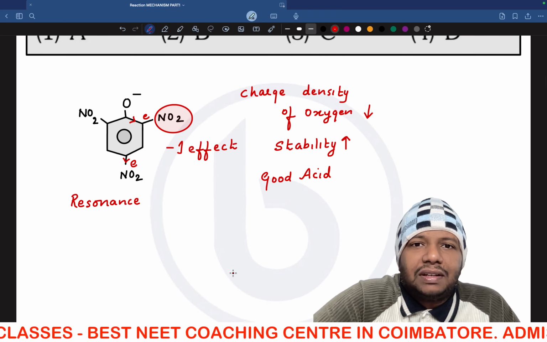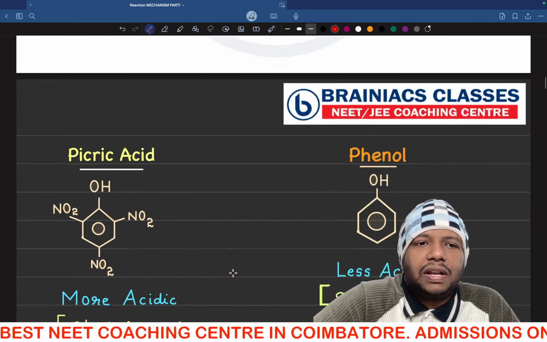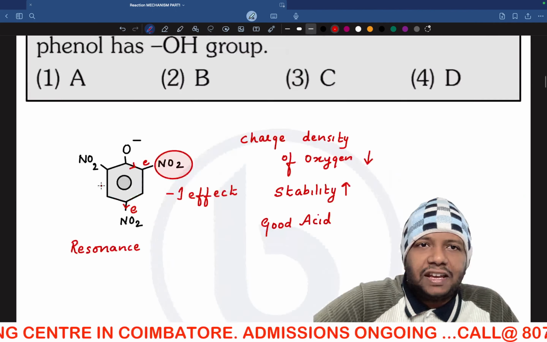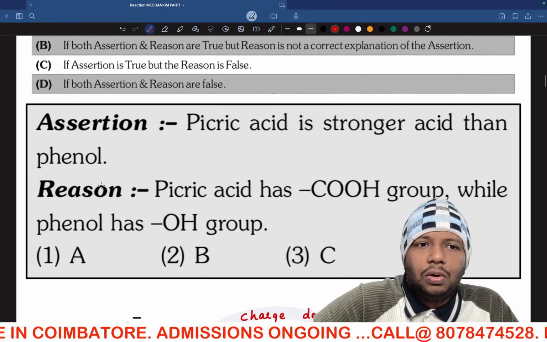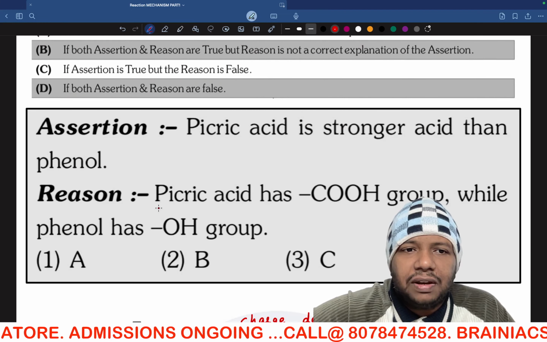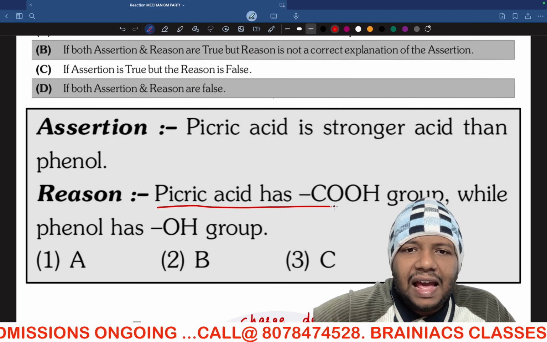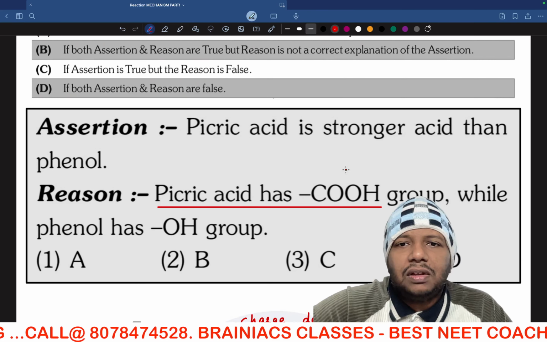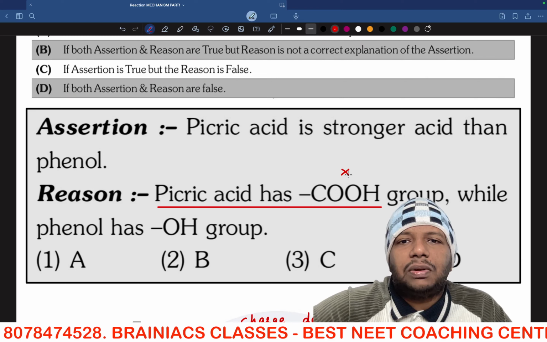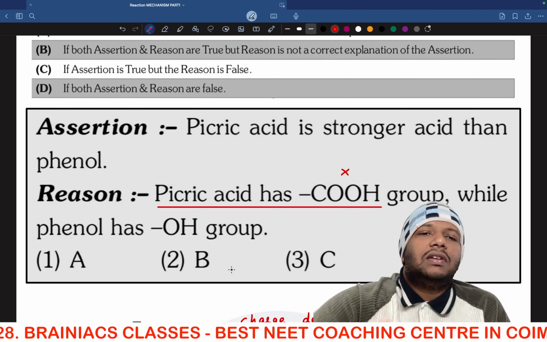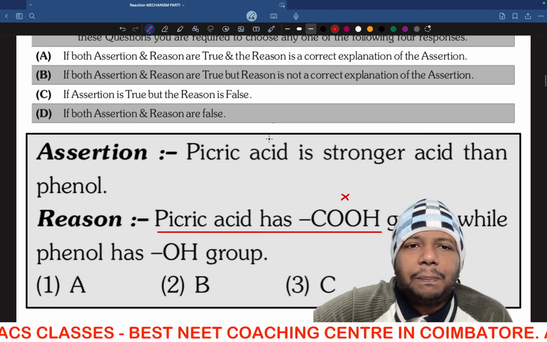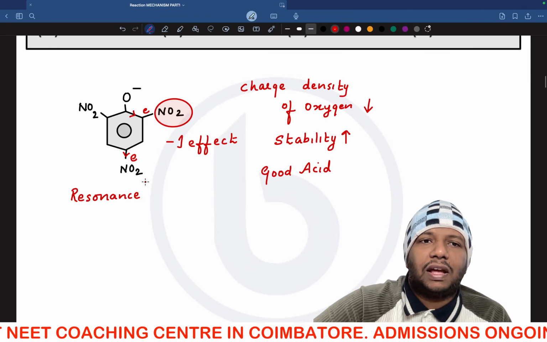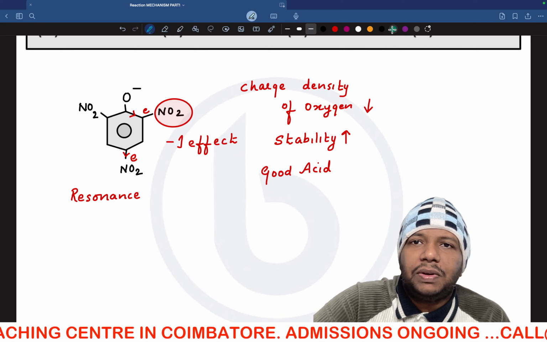And please understand, while you have seen the structure of picric acid, there is no COOH group here. So from this itself I can understand that statement 2 is a wrong statement. They mentioned that picric acid has a COOH group. That is wrong. It does not have a COOH group. From this itself I understood. Now I can say that picric acid is a stronger acid than phenol. So now I need to compare with phenol actually. Then only my analysis would be complete.